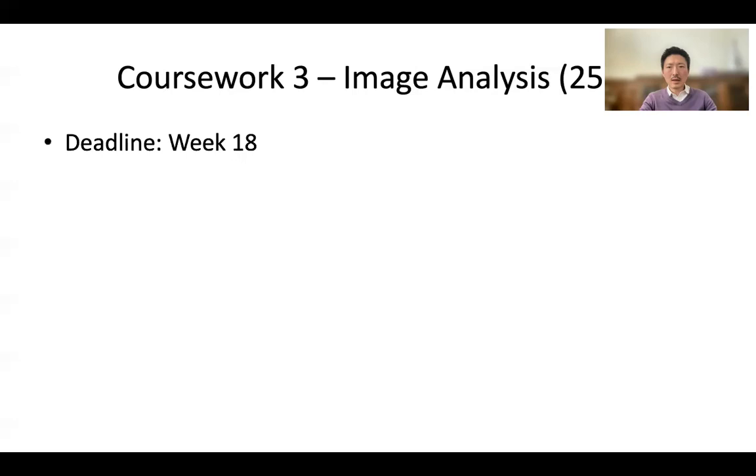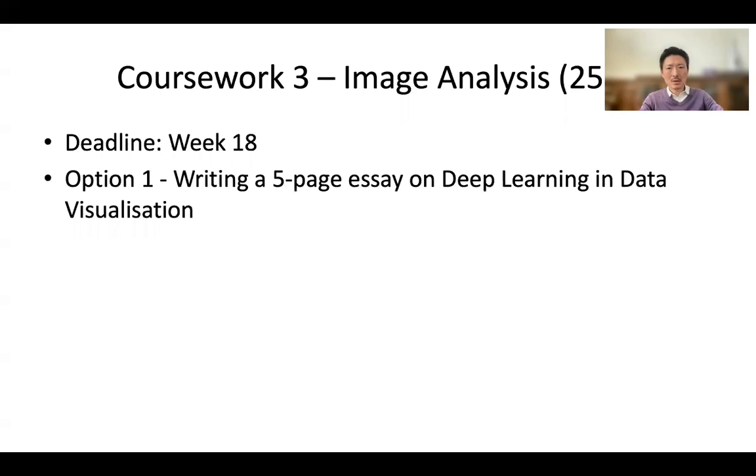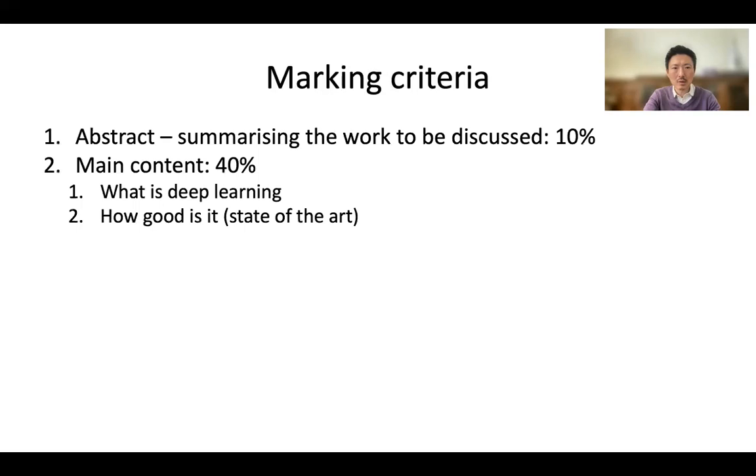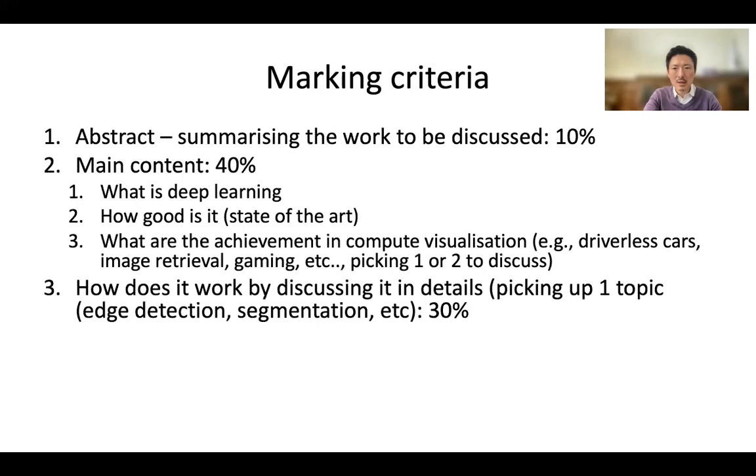Okay, the third coursework, again, is 25%, and is on image analysis, which is covered in that part. The deadline will be on the 18th. There are two options. The first option is you can write an essay on deep learning in data visualization, so how deep learning is used in data visualization. For this one, you don't really do much coding. You just read quite a few papers, and then write a report. There'll be some marking criteria, again in the module handbook as well. So this is almost a kind of literature review or research type of assignment. You read papers and then write up a report.